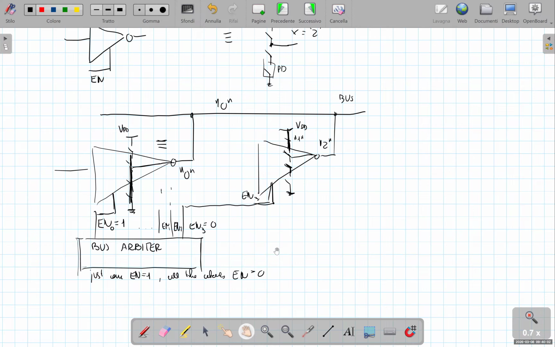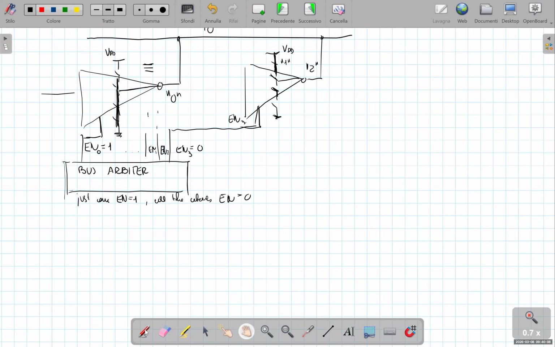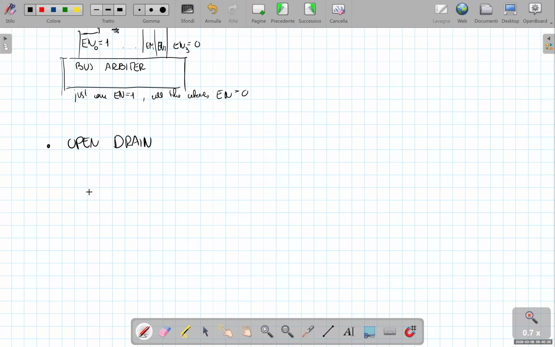Actually, there is also another solution that basically reduces the cost of the system, even if it leads to a slight degradation in performance. The alternative solution is the so-called open drain output. What is a digital gate with an open drain output? How does it work?